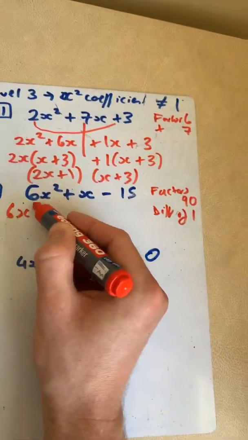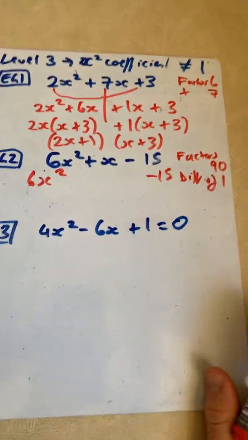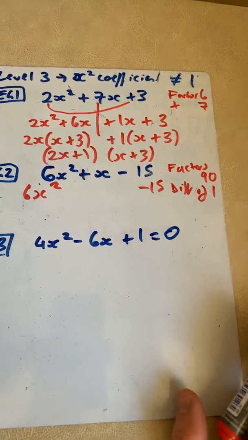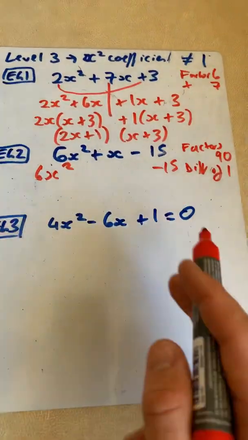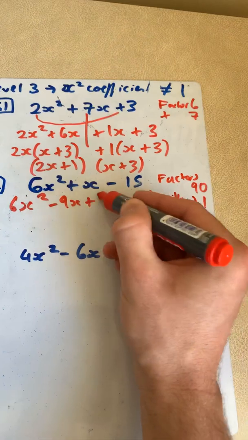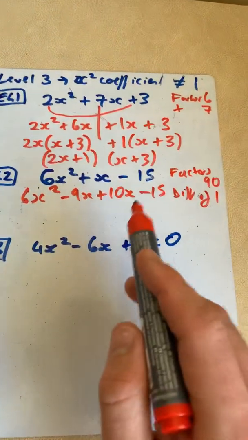Now, let's think about rewriting this. So we put in our 6x squared and we put in our minus 15. We need to rewrite plus 1x using 10 and 9. Now, again, we also need to link the 9 and the 10 to the 6 and the 15. So I think the best way for us to do that, and it will take a little bit of practice, like I said, is for us to write it something like that. Link the 9 with the 6 and the 10 with the 15.